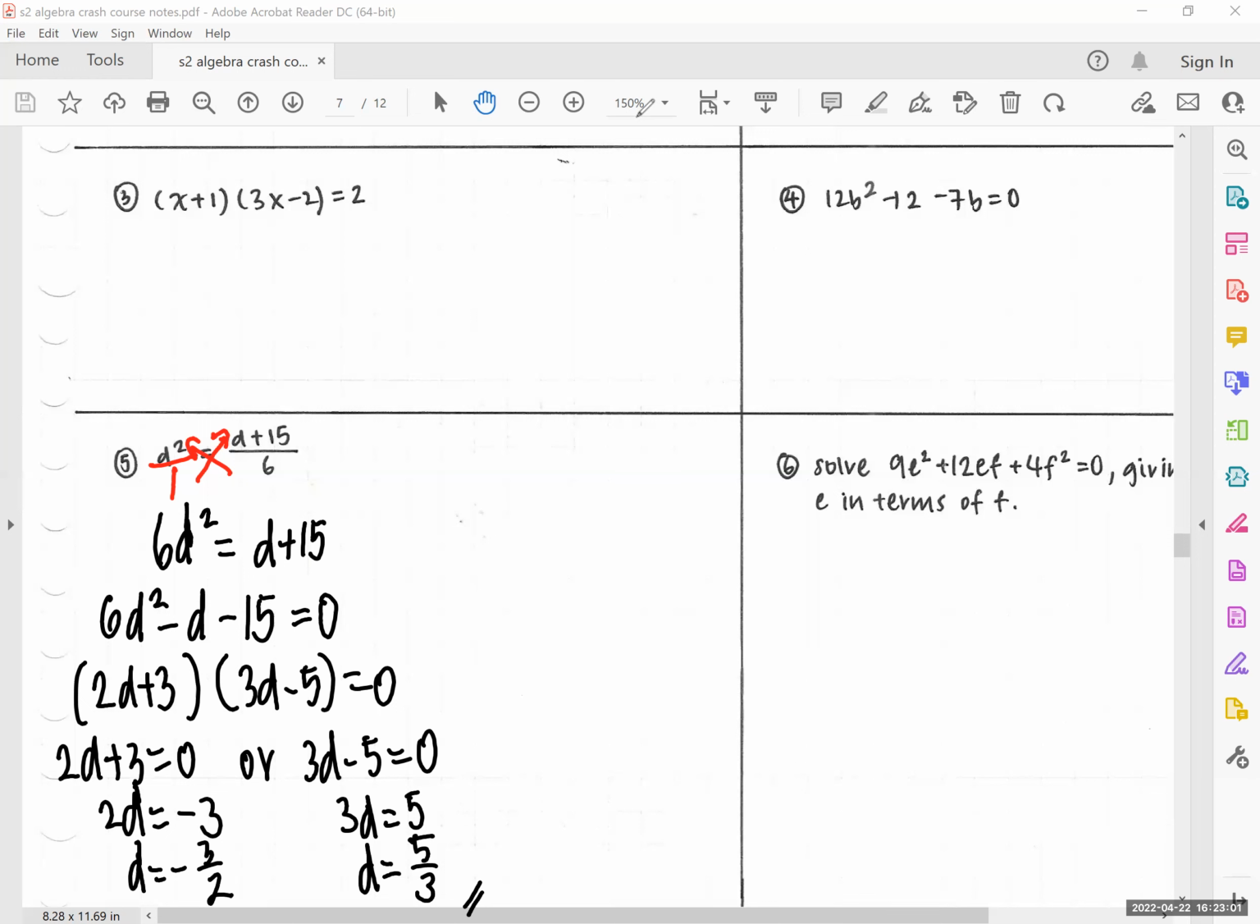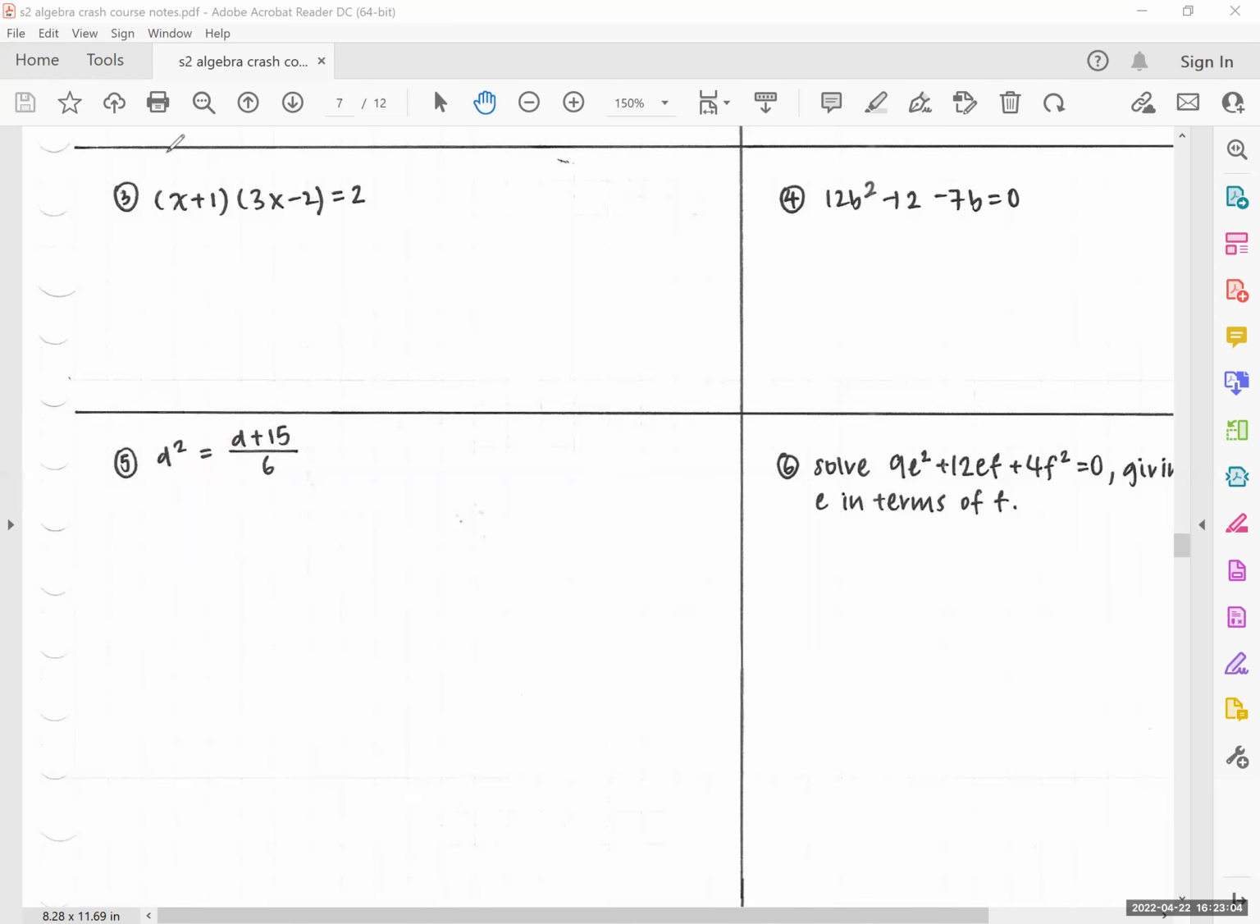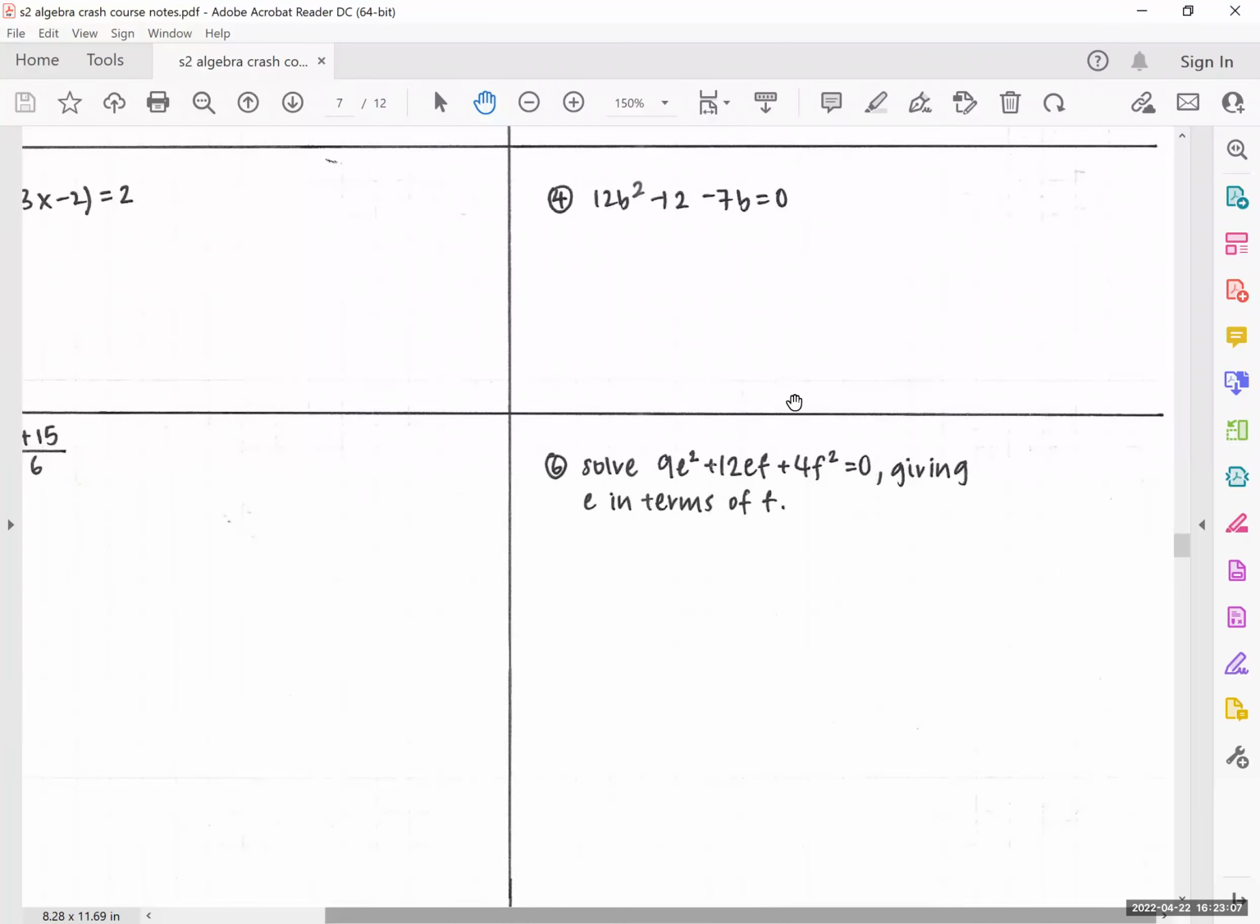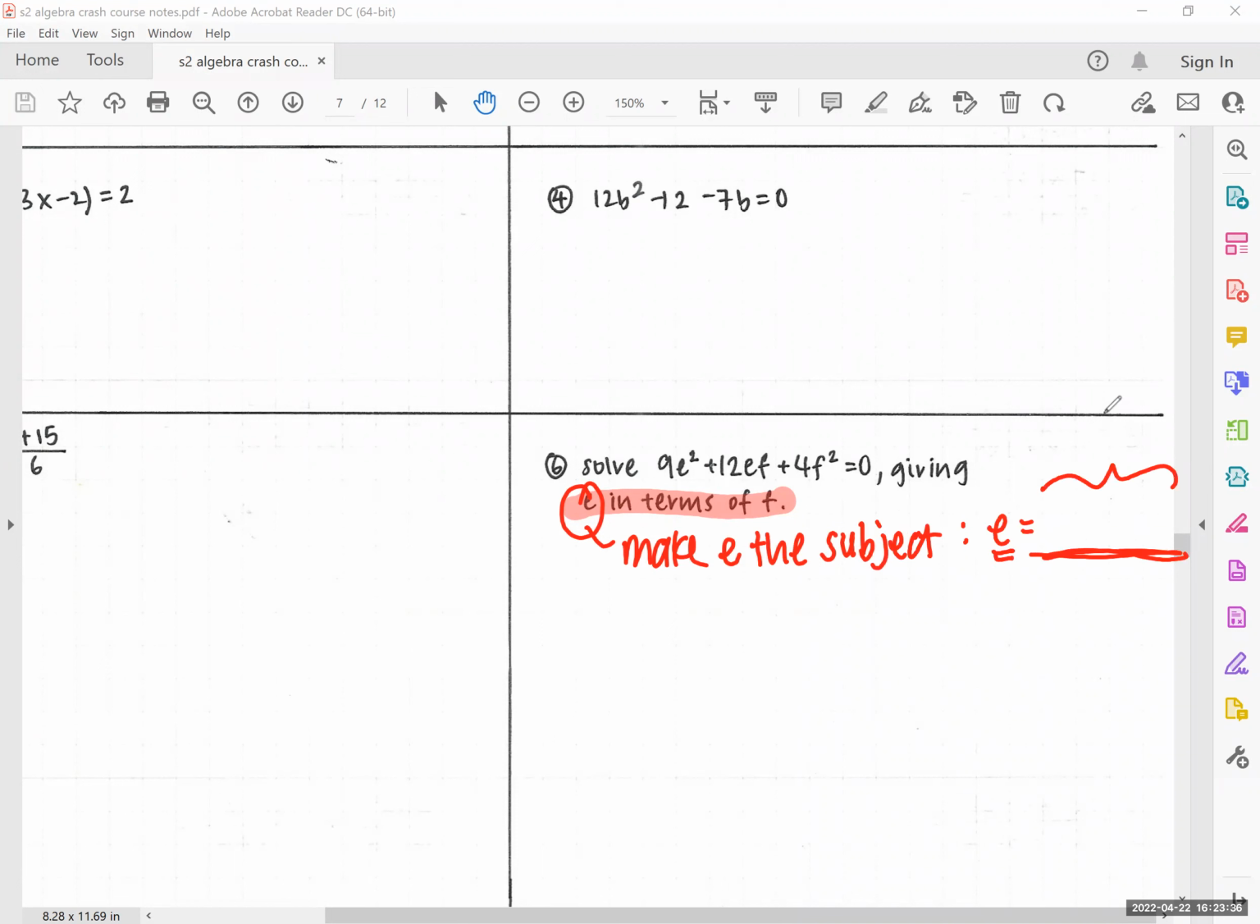Next up, let's move on to question number 6. So question number 6, they ask you to solve. But this one is one step further because not just only you have to solve, they want you to give E in terms of F. So what does E in terms of F mean? Means you need to make E the subject. Make E the subject means only the E must be on the left-hand side. The rest, especially the F terms, are all on the right-hand side. Clear so far?